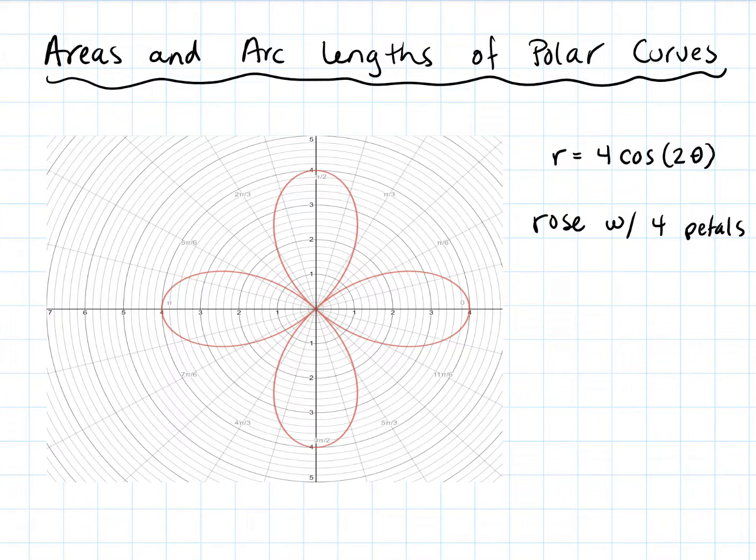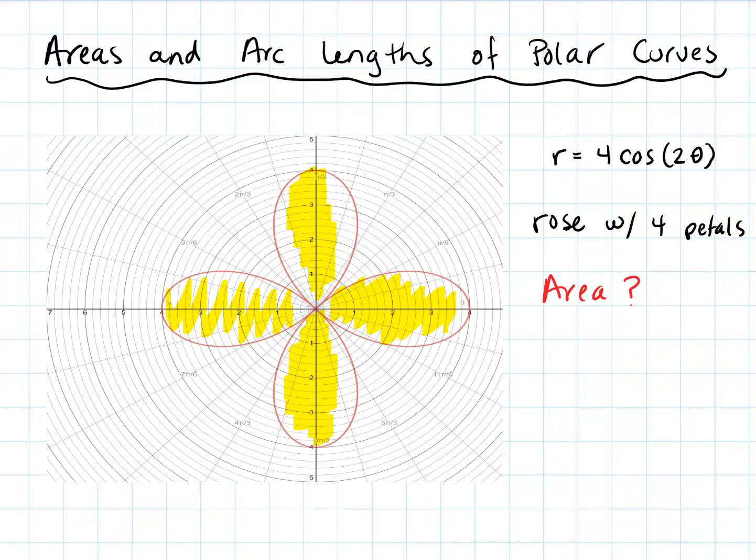And we have a graph that looks something like this. So, a pretty little rose with 4 petals. And what if we wanted to find the area that is enclosed by that polar curve? So what if we wanted to know how much area is enclosed inside that rose, or those 4 petals, by that polar curve, 4 cosine of 2 theta. So how would we find the area?